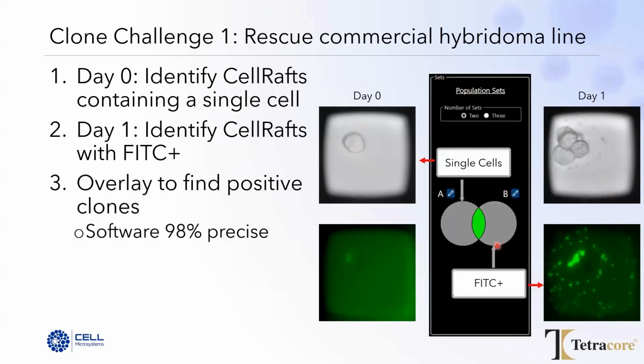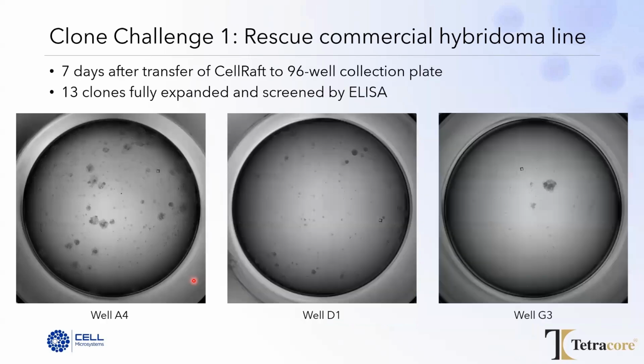And we can use our software to actually overlay those two populations to identify only the single cell clones that are expressing antibody production. And overall, our software was 98% precise at identifying clonal antibody secreting cells. We were able to isolate those antibody producing cells out of the parental population.